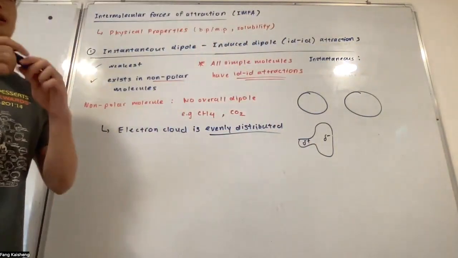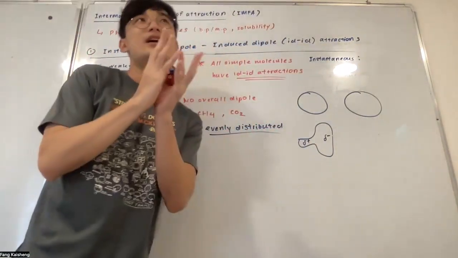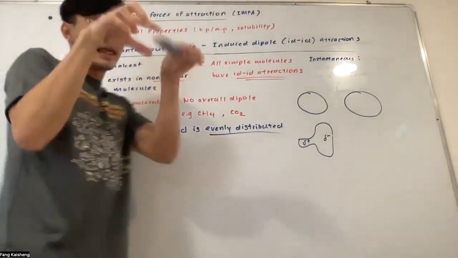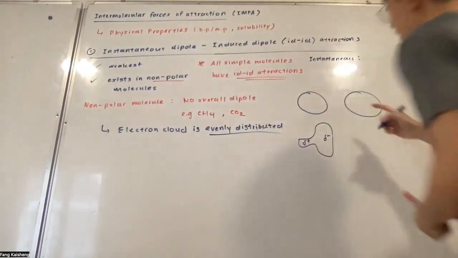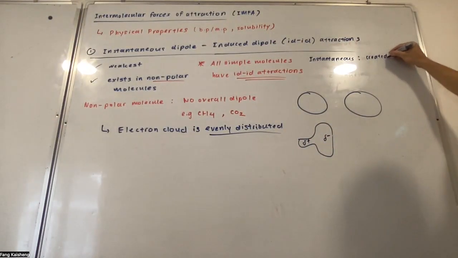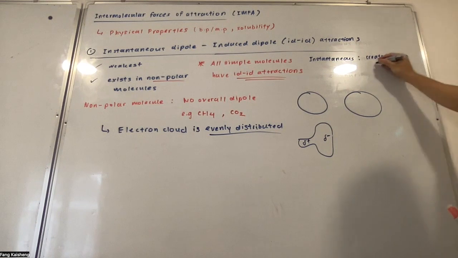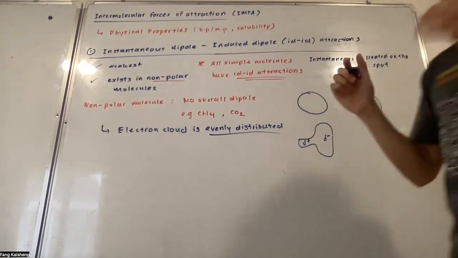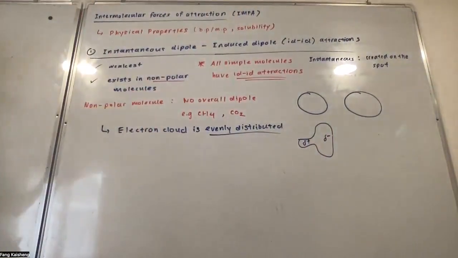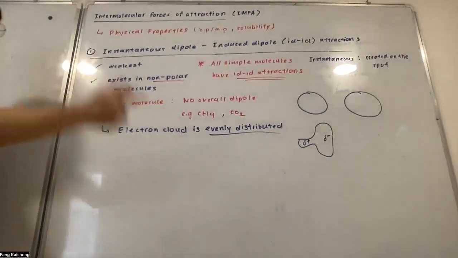We don't have to use official terms here. Instantaneous means what? It happens in that instant, right? In other words, guys, this dipole was created on the spot. Now these are simple terms that we are not going to use in our explanations, but they are created on the spot. It happened in an instant.